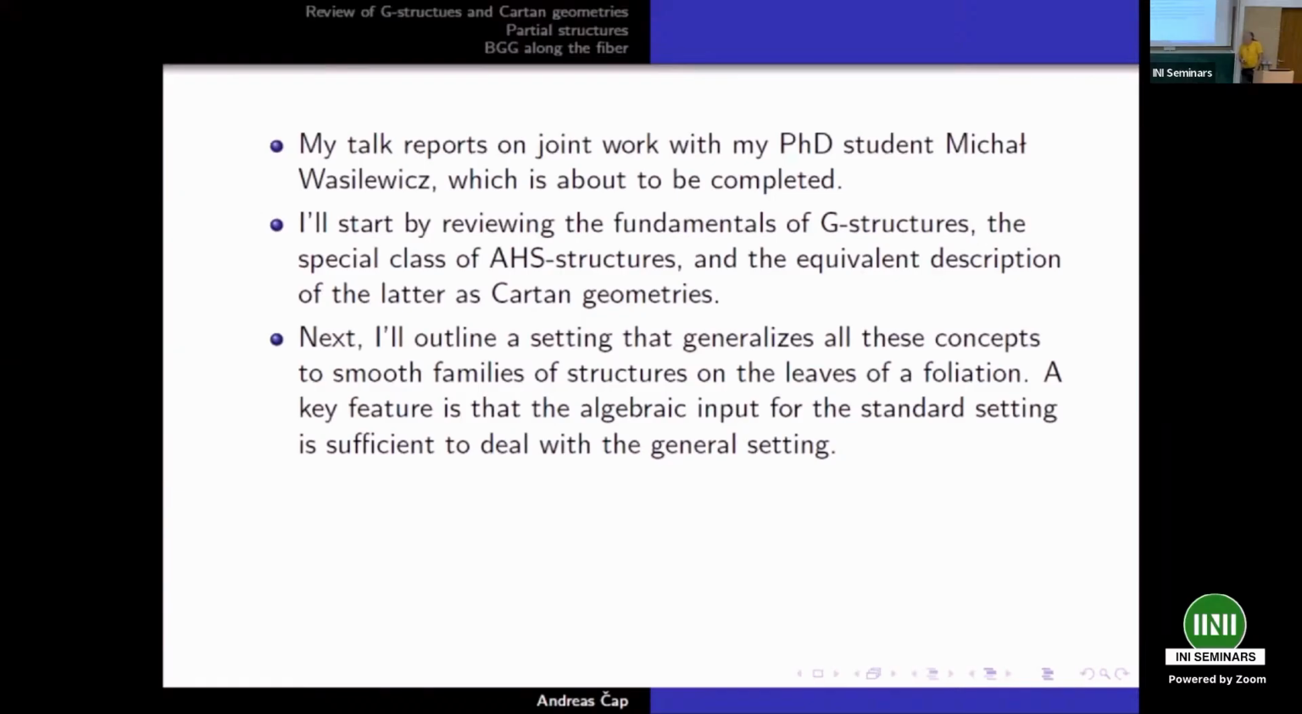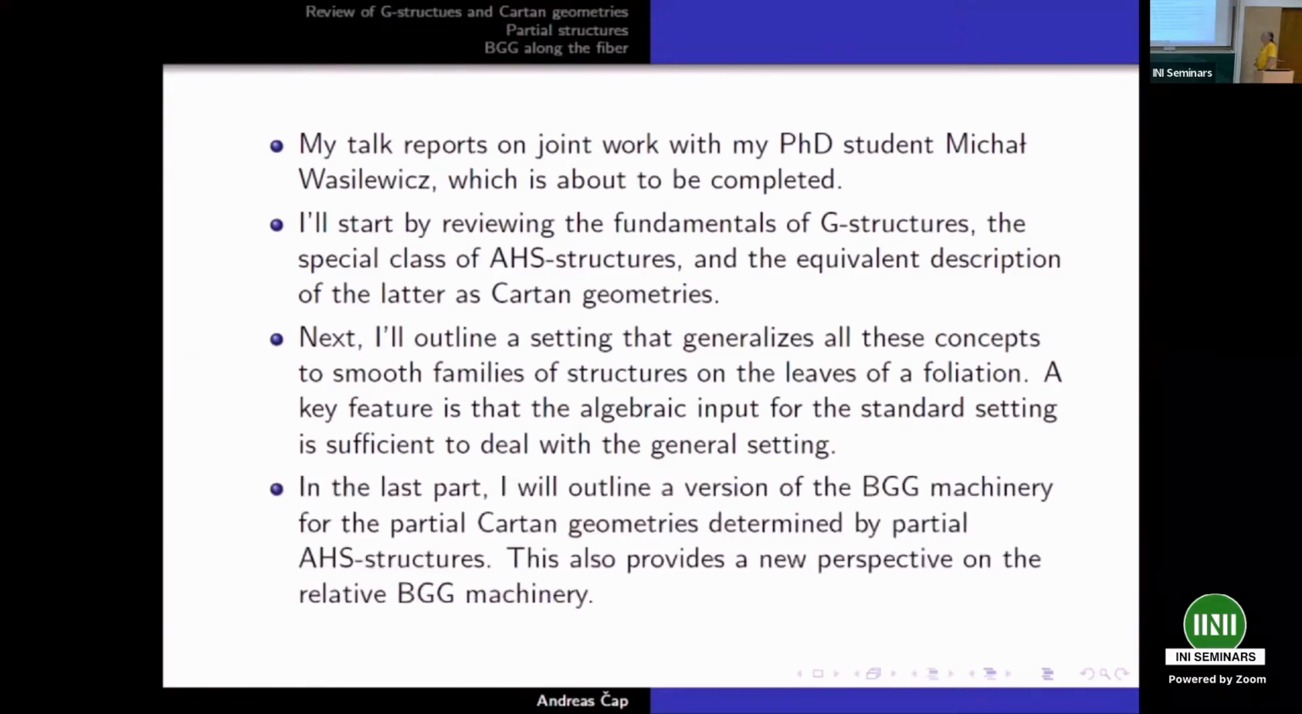And the key feature of the whole story is that you can use all the algebra that was developed in the study of the original structures without any change in this case of families. So all the results like existence of canonical Cartan connections and all these things generalize in a more or less straightforward way. And that's the main topic of the article that we are writing.